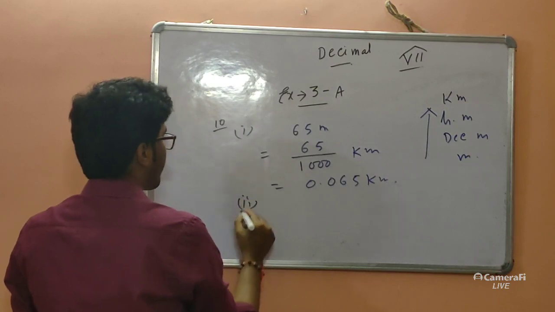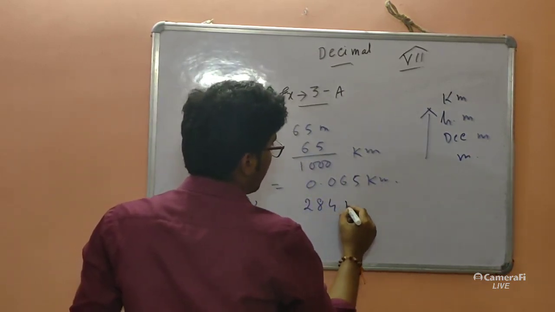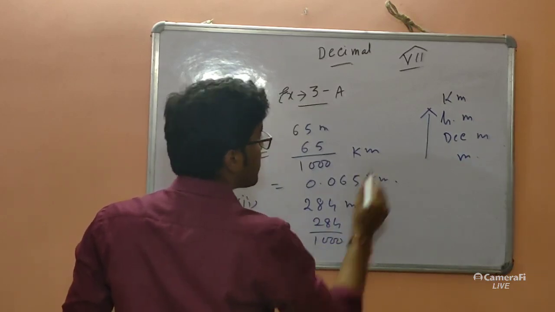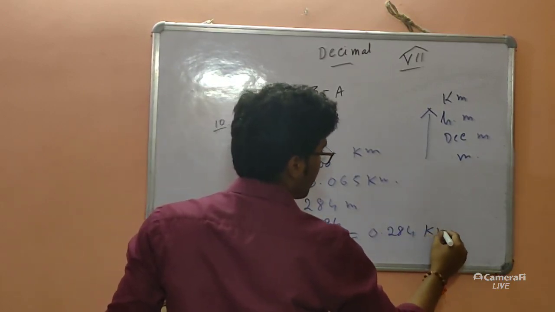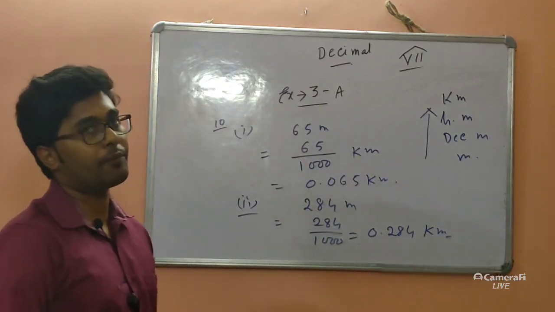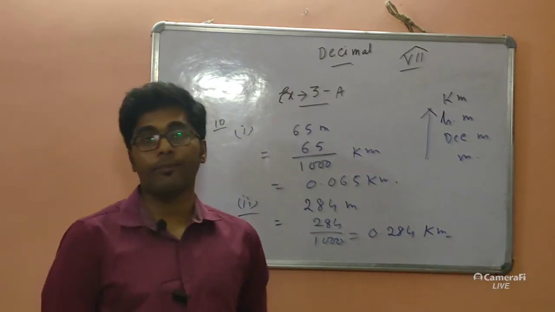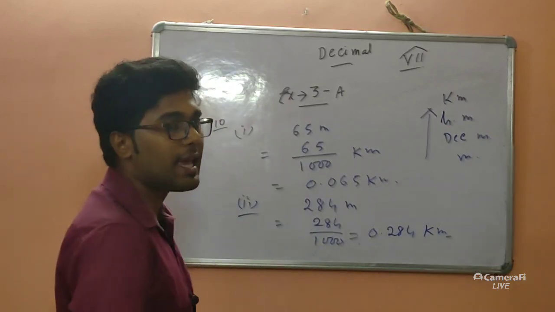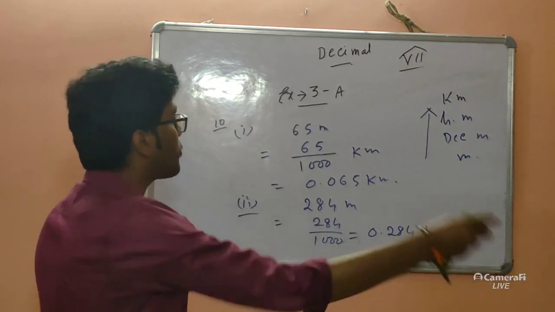Similarly question number 2, they say 284 meter. So 284 meter, if you want to convert it into kilometer, we are dividing it by 1000 by a similar argument. So it becomes 0.284 kilometer. Clear? So that's how it is being done. Therefore students, we have completed exercise 3A. Now we can move on to our next exercise, exercise 3B, where we will learn addition first.